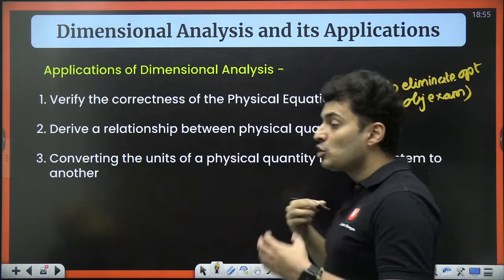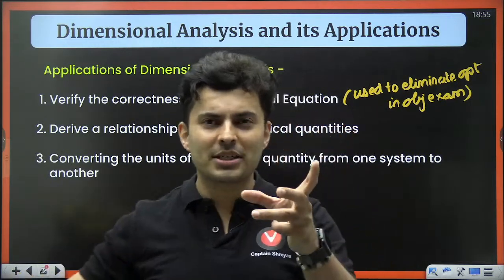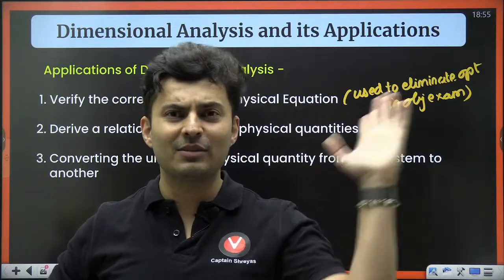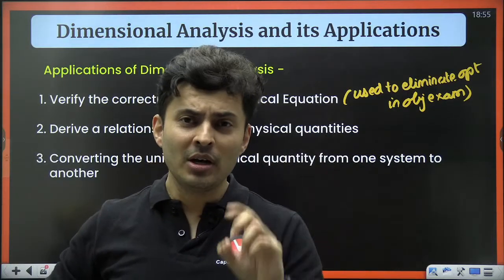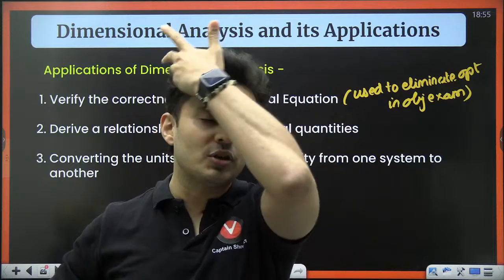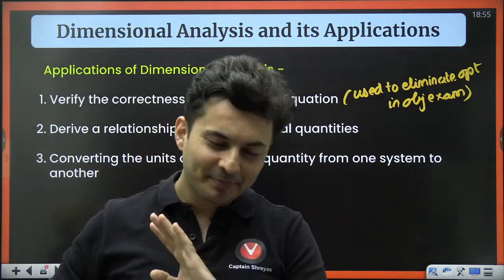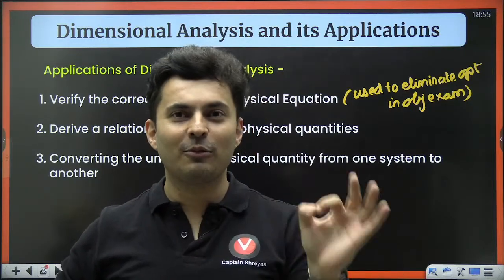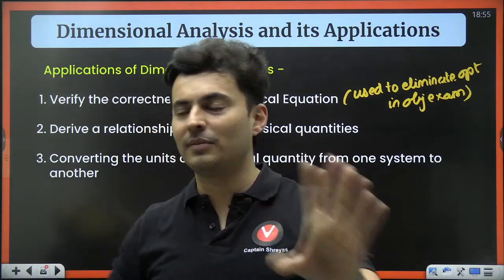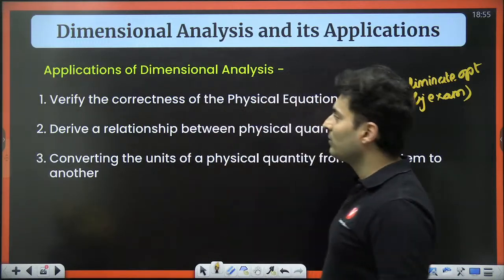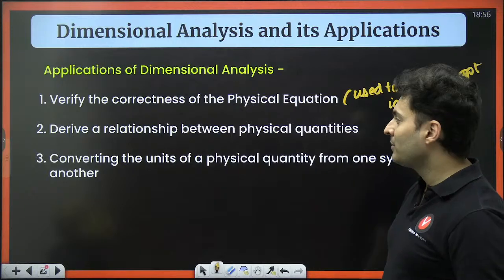Maybe it's not a value question, maybe it is a formula question. The mass of something is m, it is moving with this speed, after what distance will it stop? The question is asking at what distance it will stop, so the final answer should have the dimensions of distance. Just check which option has the final dimensions of distance. So it is used to verify the correctness of the physical equation.